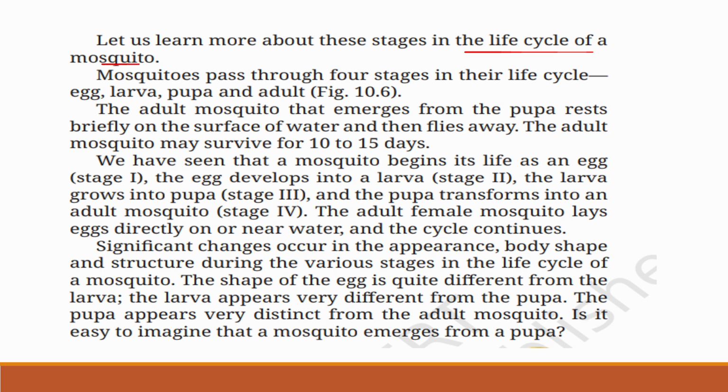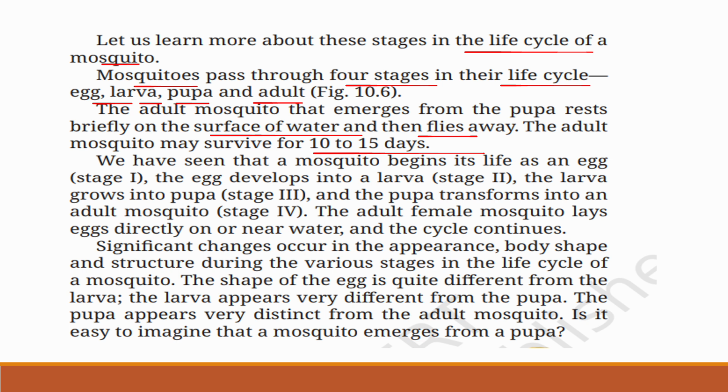Mosquitoes pass through 4 stages in their life cycle: egg, larva, pupa, and adult. Which are the stages? Egg, larva, pupa, and adult. The adult mosquito that emerges from the pupa rests briefly on the surface of water and then flies away. The adult mosquito may survive for 10 to 15 days.